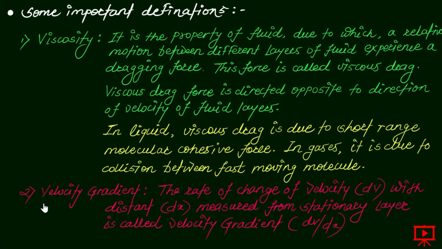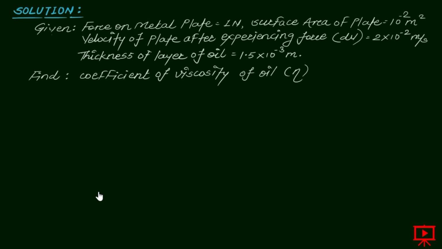The second definition is velocity gradient. The rate of change of velocity dV with distance dx measured from the stationary layer is called velocity gradient, and the ratio dV by dx is the representation of velocity gradient. So these two definitions we are going to use while calculating the coefficient of viscosity of oil.